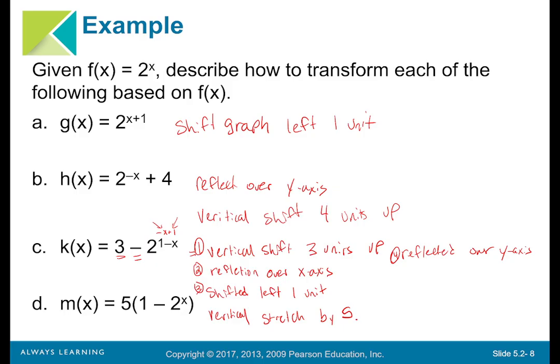We know we've also shifted it up by really 5 units. Notice we actually need to distribute this 5. So let's write that down. It's 5 minus 5 times 2 to the x. So it's really been a vertical shift of 5 units up.